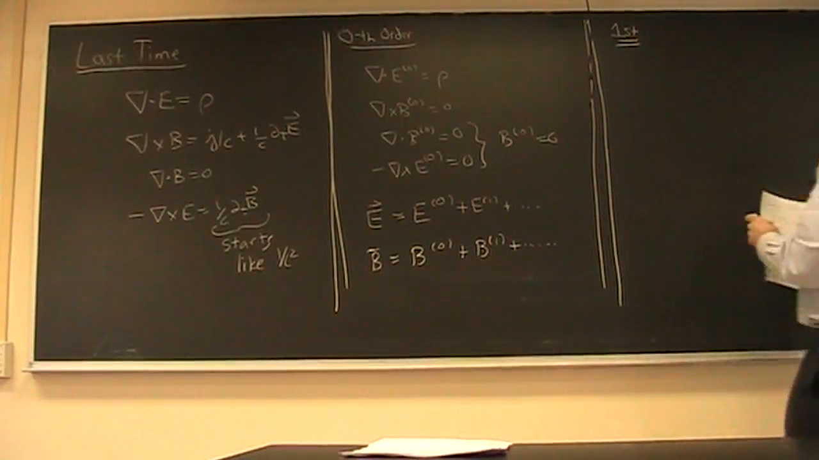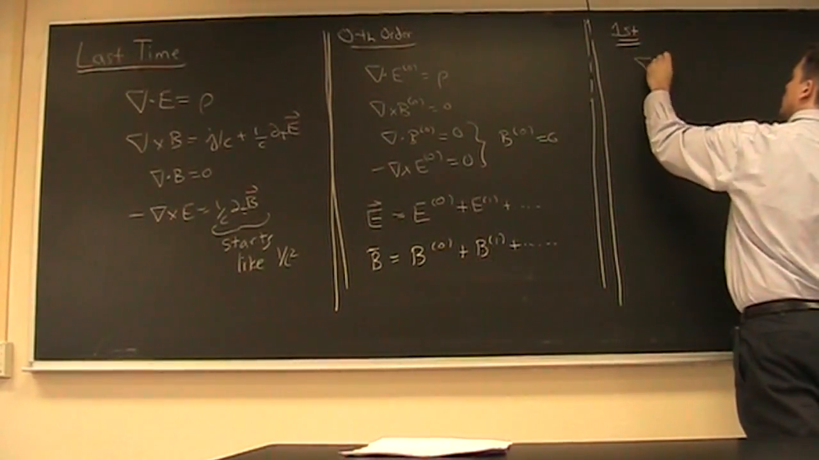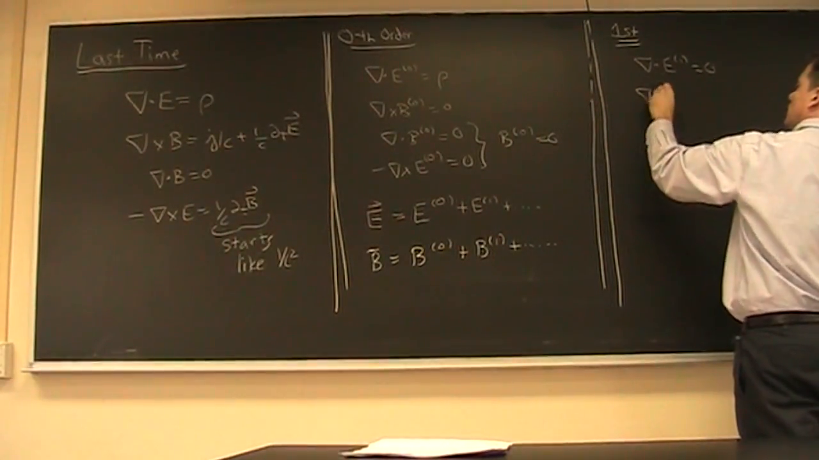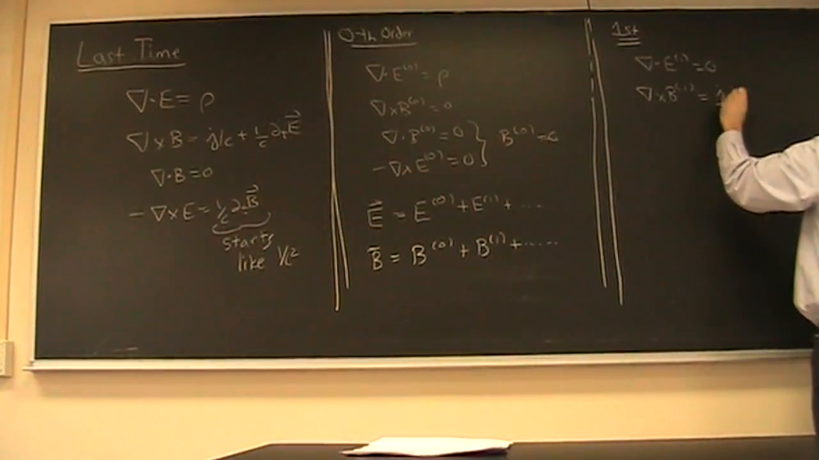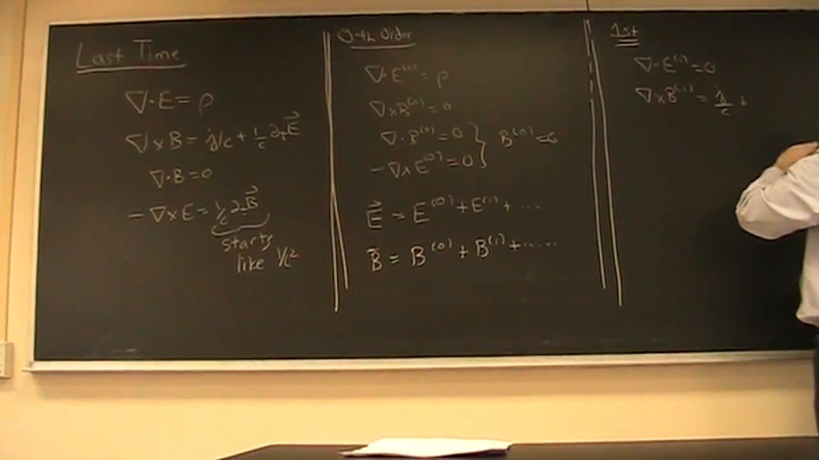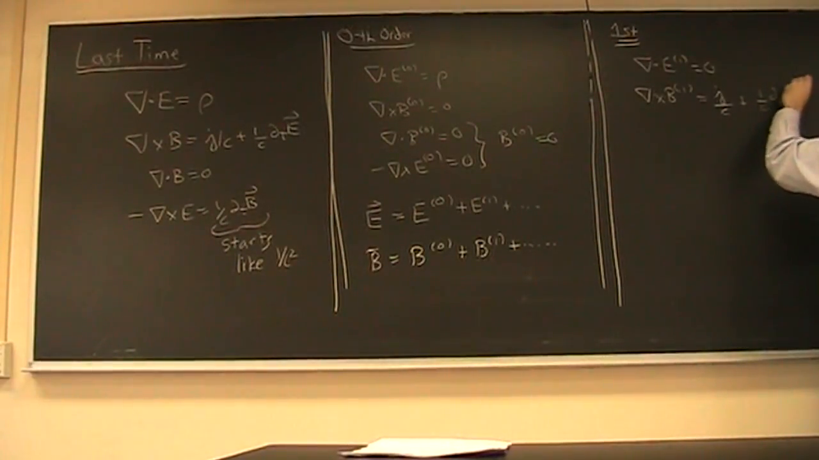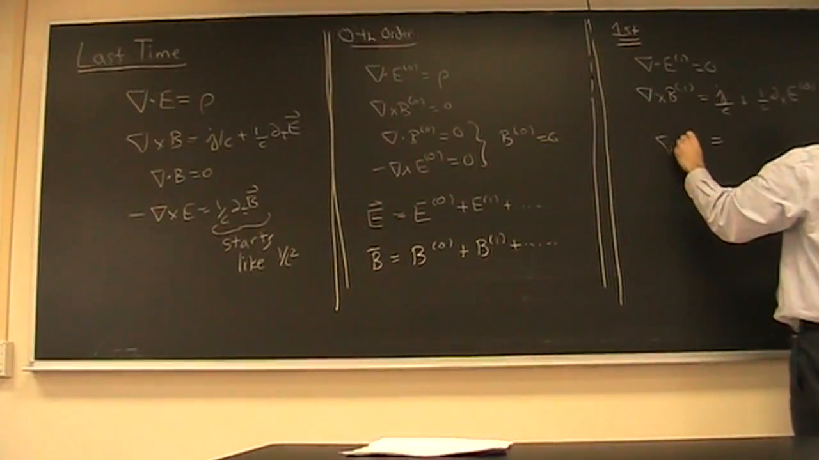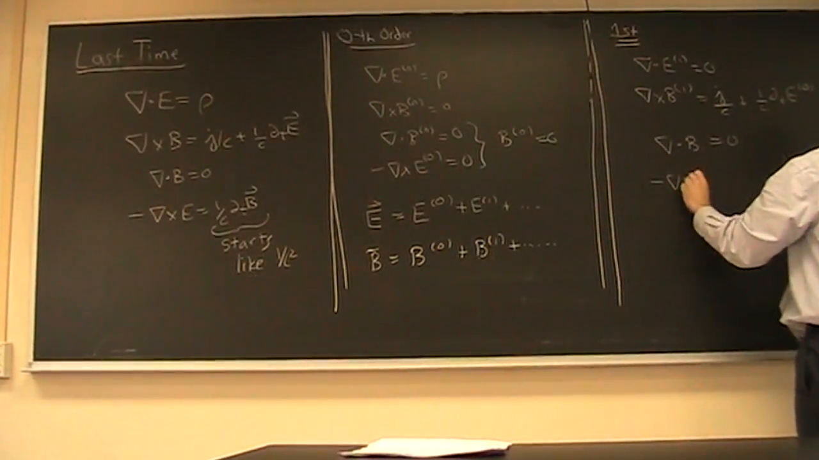And now you're left with, at 1st order, divergence of B1 equal to 0, and now you get curl of B1 is J over c. And now you get 1 over c times B0. Good, divergence of B equals 0, and this curl of B.